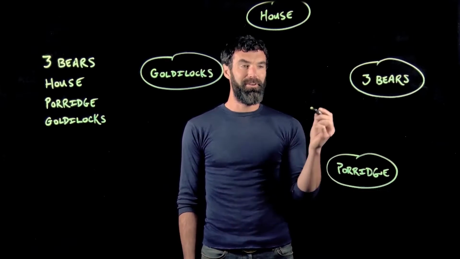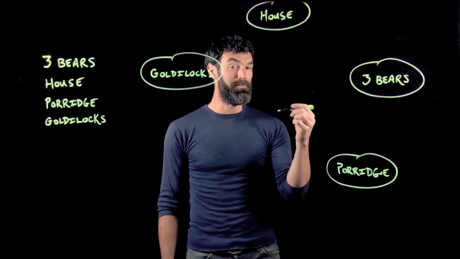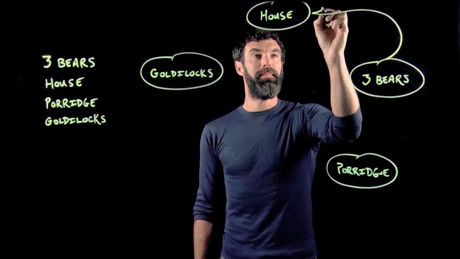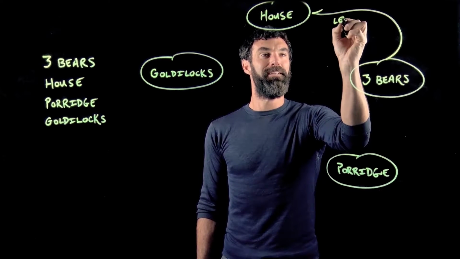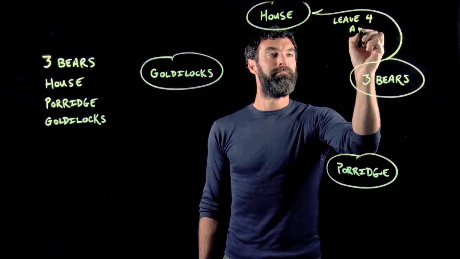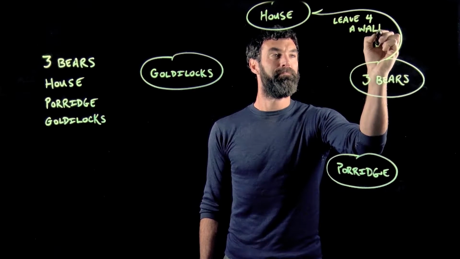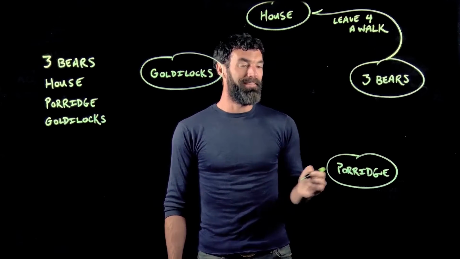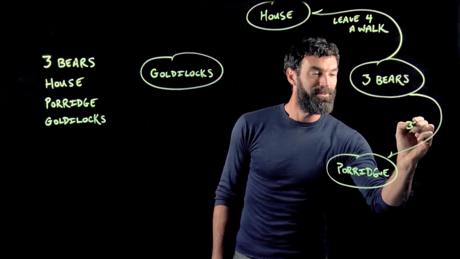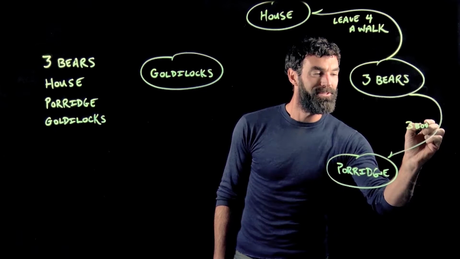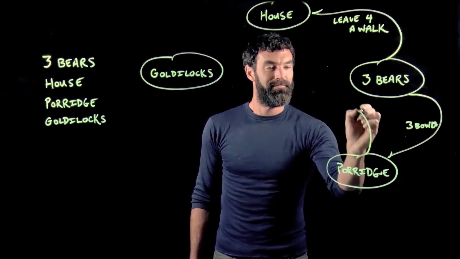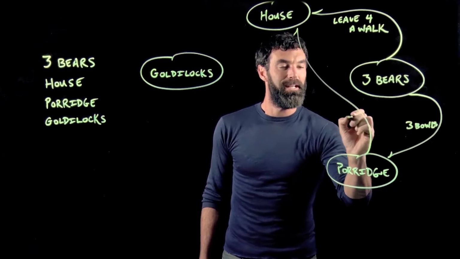Now you can start drawing arrows that show the relationships between them. So in this story, the three bears leave the house for a walk. And they leave behind three bowls of porridge to sit in the house and lay cooling.